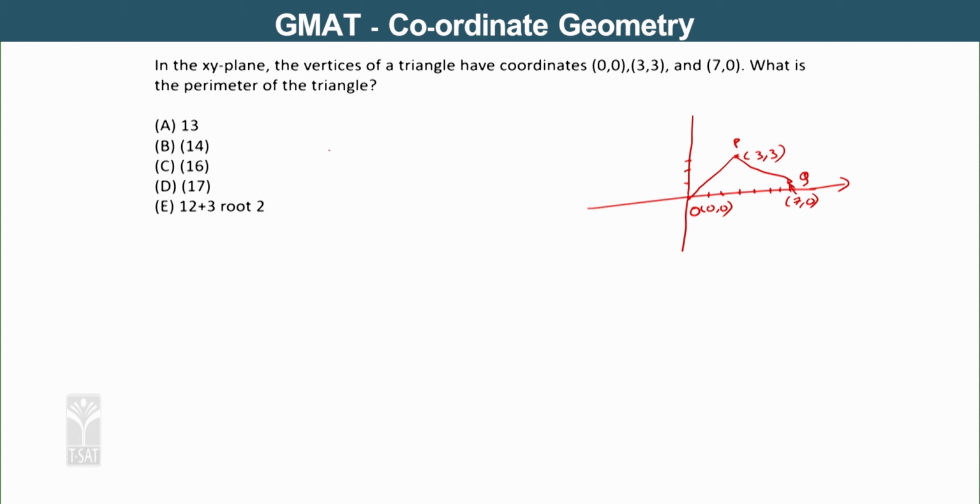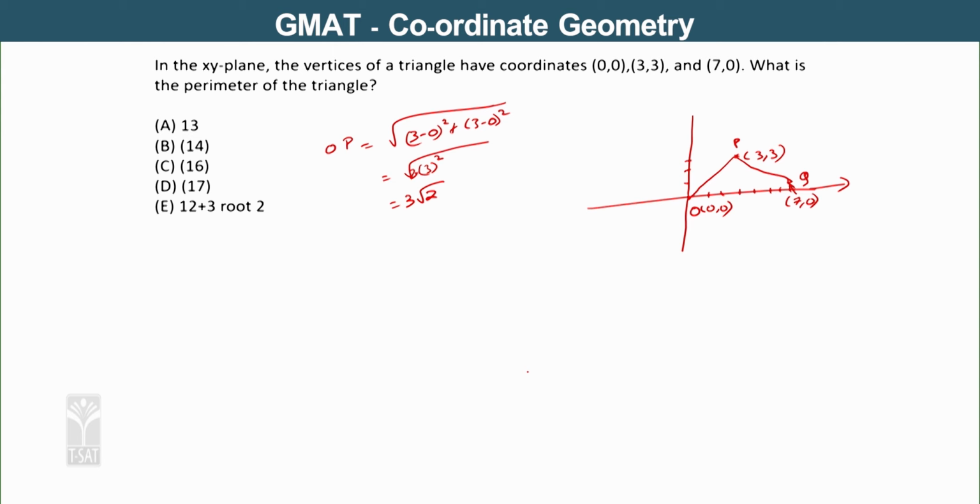So, the distance from O to P is equal to the square root of (3 minus 0) whole squared plus (3 minus 0) whole squared. As you know, the distance between two points on the coordinate plane is the square root of (y2 minus y1) whole squared plus (x2 minus x1) whole squared. Using that formula, we find the distance of O to P as root of 3 squared plus 3 squared, that is 2 into 3 squared, which comes out to be 3 root 2.